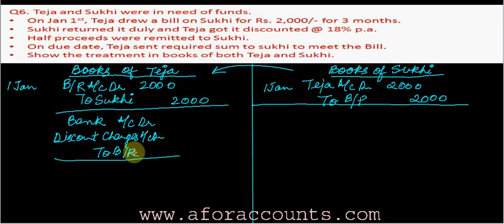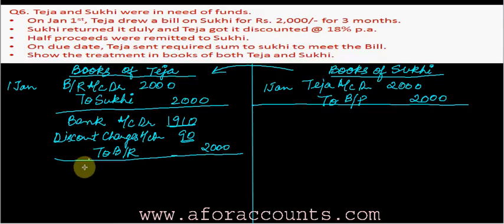And how much is it? For 2000 it is 18% for 3 months, that is 2000 into 18 divided by 100 into 3 divided by 12. So the discount comes to 90 and total is of 2000, 2000 minus 90, 1910. When it is discounted by the bank, you need not do any entry in the books of Sukhi. Now next, half proceeds were remitted to Sukhi. Out of this, whatever is received, half discount will be borne by Sukhi, half amount received will be given to Sukhi. So in books of Teja, you have to write an entry that he is giving 50% of it to Sukhi.